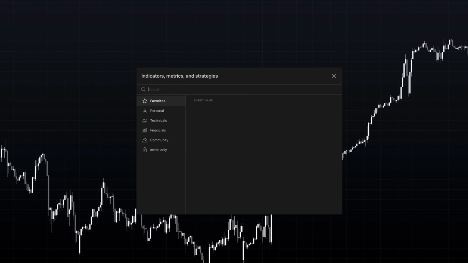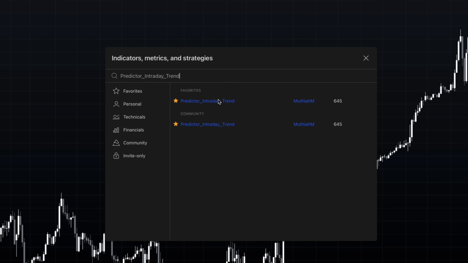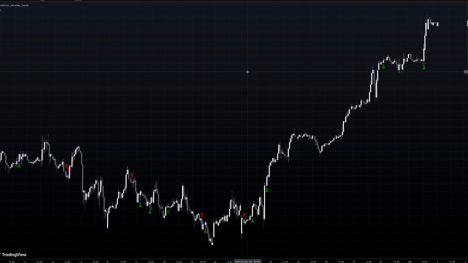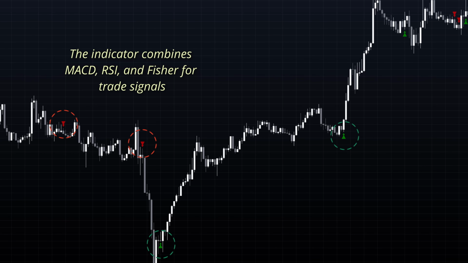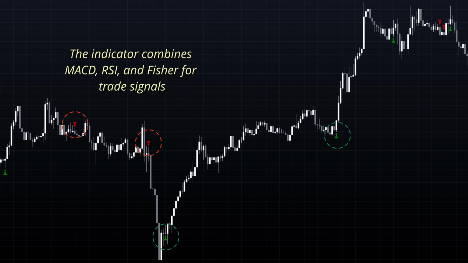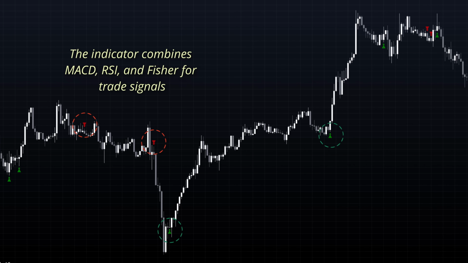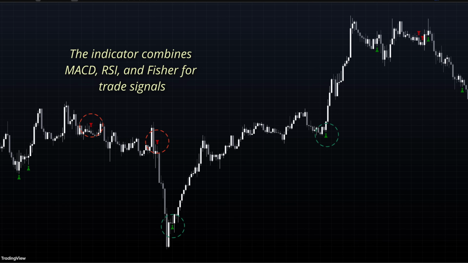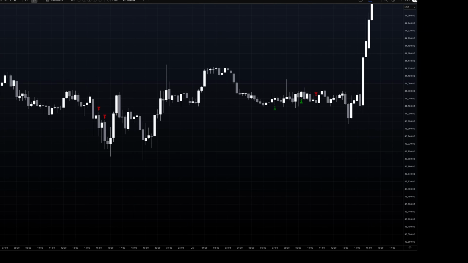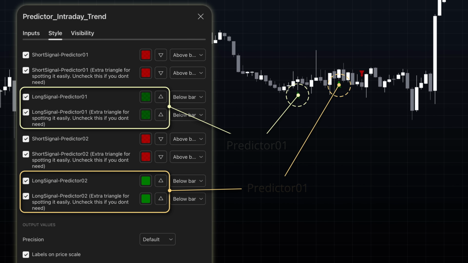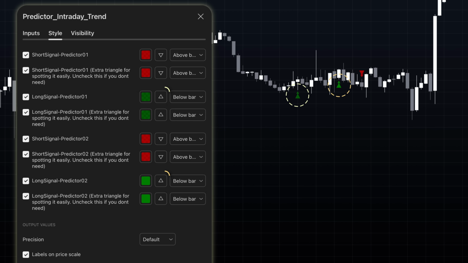Predictor Intraday Trend. Created by Muthia M., this indicator combines multiple technical analysis components to predict intraday trend direction through a sophisticated signal generation system. The indicator integrates MACD, RSI, and Fisher transform calculations to produce both long and short signal predictions with visual confirmation through triangular markers. The system operates on a dual signal architecture where Predictor 01 and Predictor 02 represent different sensitivity levels or time frame perspectives.